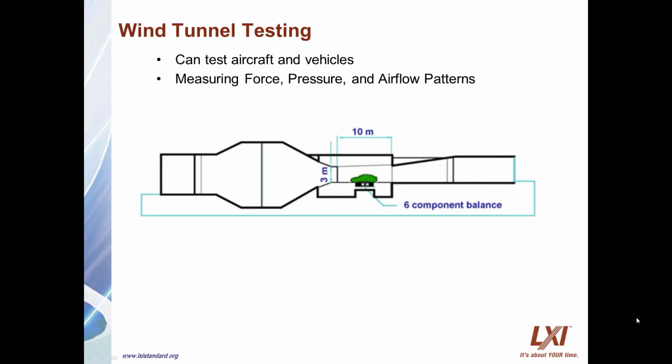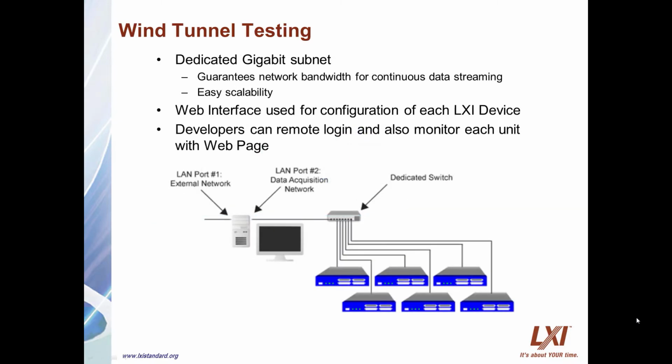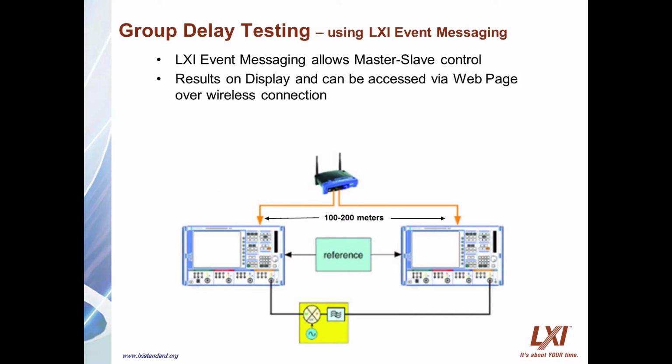To reduce measurement signal connection lengths and those types of issues, the measurement devices are often installed as close as possible to the device under test, but far away from the control room. Using dedicated subnets for LXI-based data acquisition applications guarantees the availability of network bandwidth for continuous data streaming and easy scalability. Configuration is accomplished via built-in standardized web interfaces on each of the LXI devices. This remote capability is suitable for wind tunnel, where test engineers can access acquired data from virtually any location.